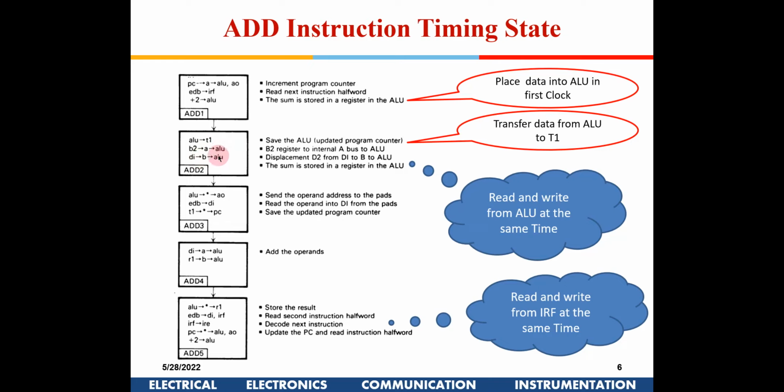But here, if you see, there is a small issue. From the ALU we are going to get the data to T1. At the same time, we are going to put B2 and the contents of DI into the ALU for addition, whereas what we are supposed to transfer to T1 is the result of the previous operation.